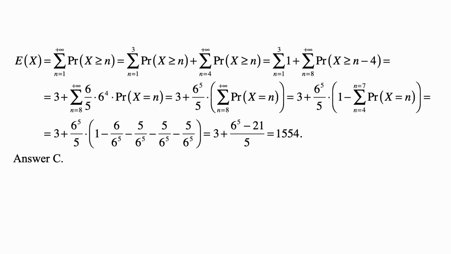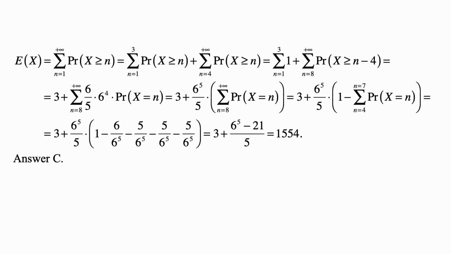And then plus, we can write this as the sum from n equal to 8 to plus infinity of the probability that x is greater than or equal to n minus 4, because we simply replace n by n minus 4 and start the count from 8. And that's equal to 3 plus the sum from n equal to 8 to plus infinity of 6/5 times 6 to the 4th times the probability that x is equal to n.